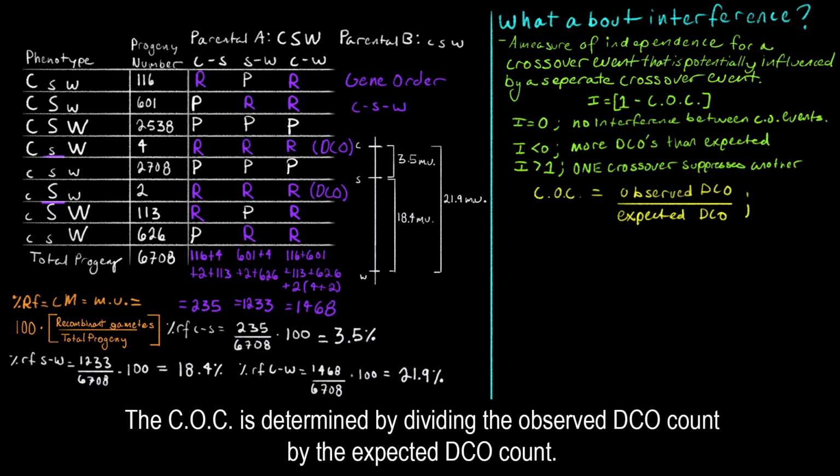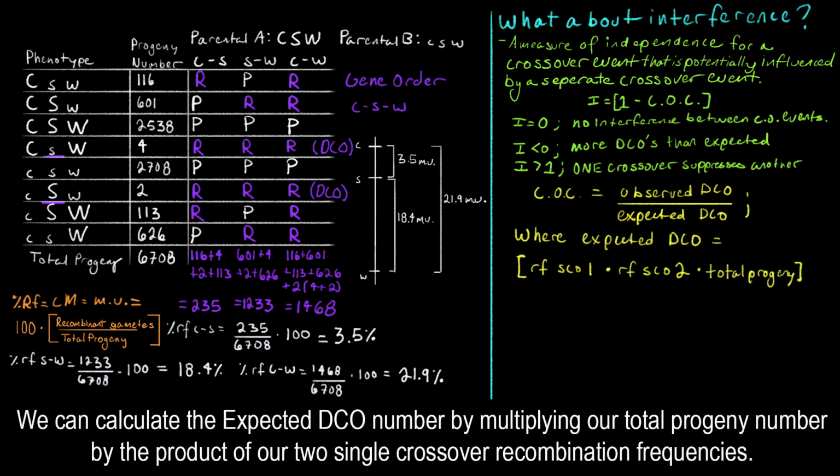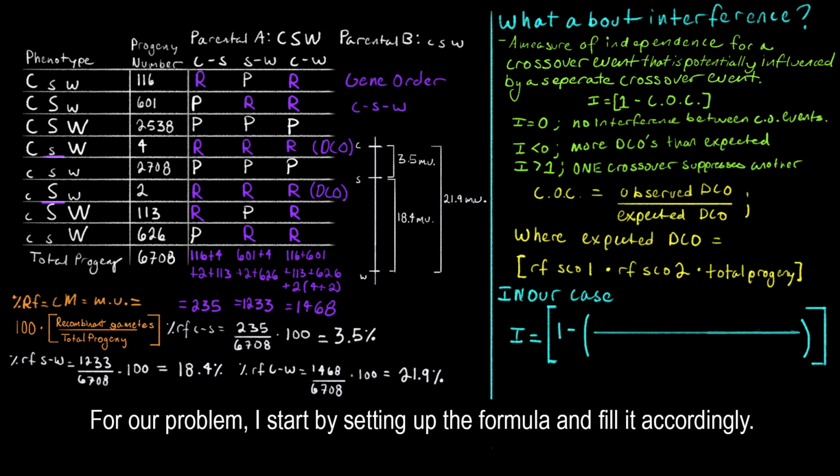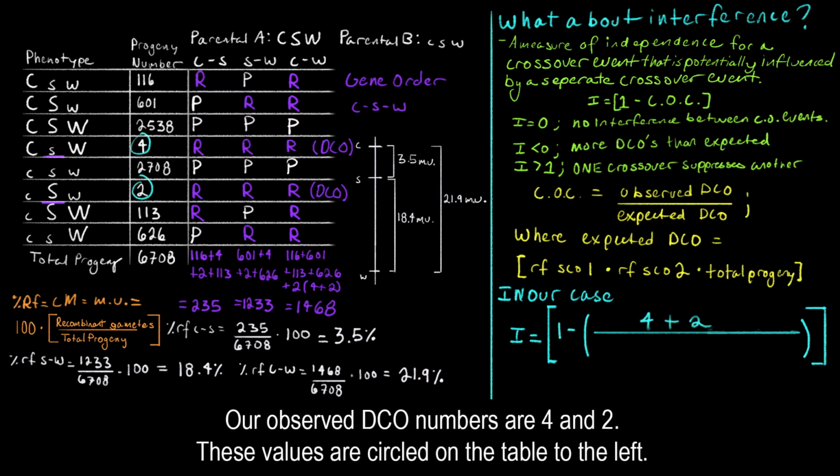The COC is determined by dividing the observed DCO count by the expected DCO count. We can calculate the expected DCO number by multiplying our total progeny number by the product of our 2 single crossover recombination frequencies. For our problem, I start by setting up the formula and fill it accordingly. Our observed DCO numbers are 4 and 2. These values are circled on the table to the left.